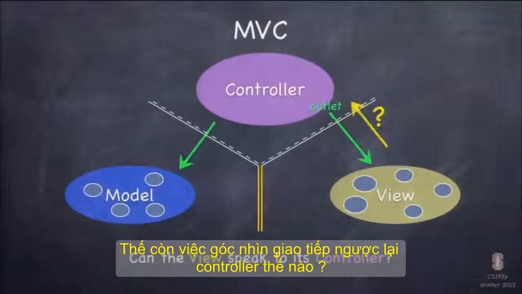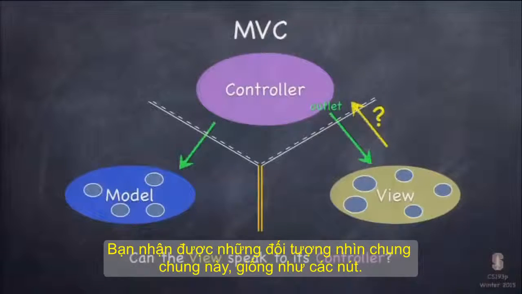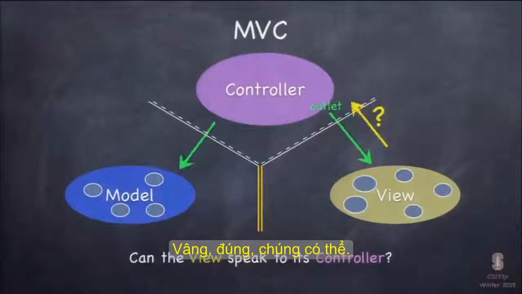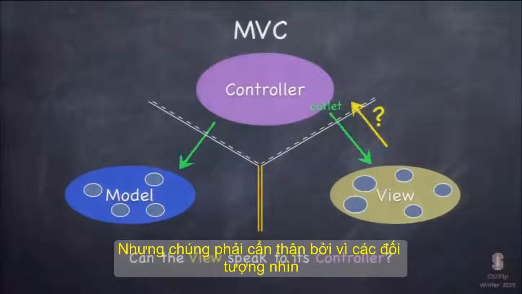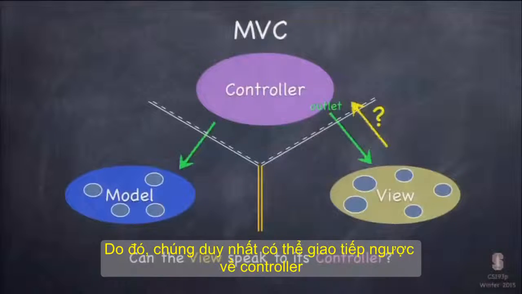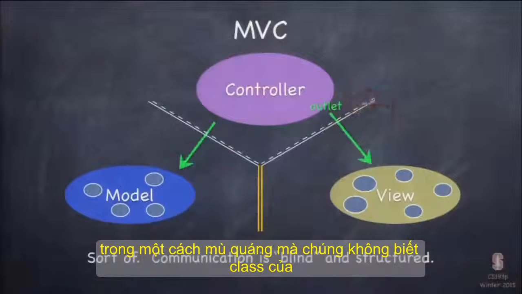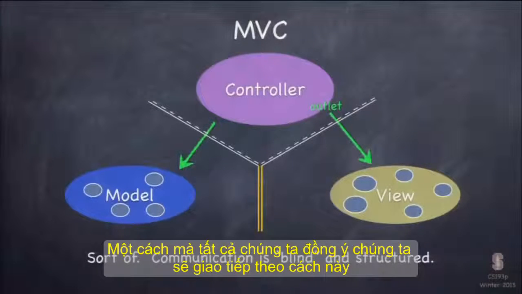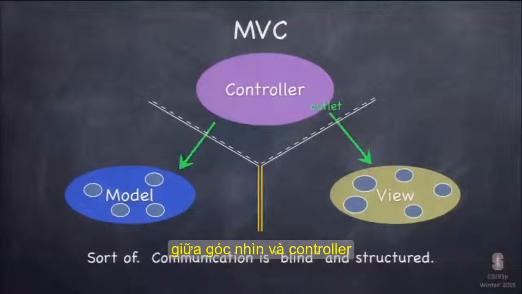What about the view talking back to the controller? You've got these generic view objects like buttons. Can they talk to the controller? Well, yes, they can, but they have to be careful because the view objects are generic, so they can't really know much about the controller. They can only communicate back to the controller in a blind way, where they don't know the class of the thing they're talking to, and in a structured way, a way where we all agree we're going to communicate this way between the view and the controller.